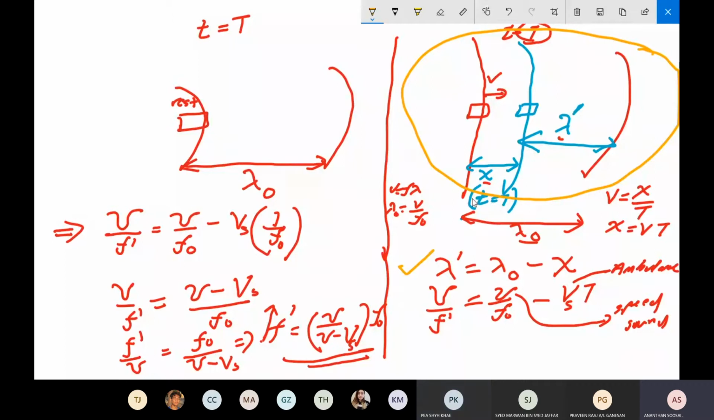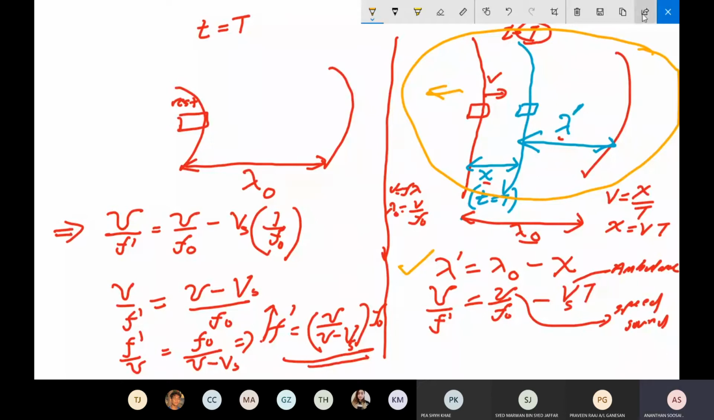So now tell me, how is this derivation going to change if the ambulance is moving away? If it's moving away, what happens to the lambda dash? Is it lambda naught plus x or minus x? If the ambulance is moving away, the lambda dash is going to get longer, so it's going to be lambda naught plus x. The formula at the bottom is going to be plus Vs when the source is moving away from the observer.